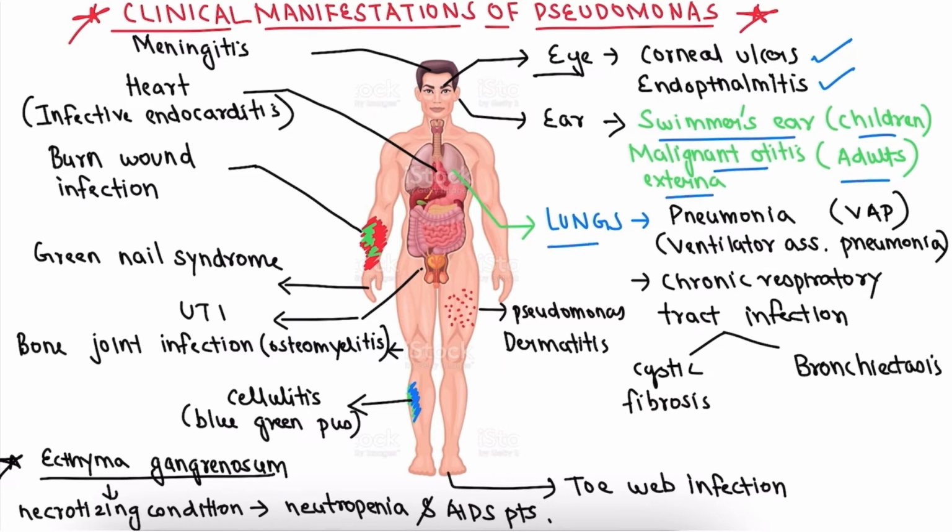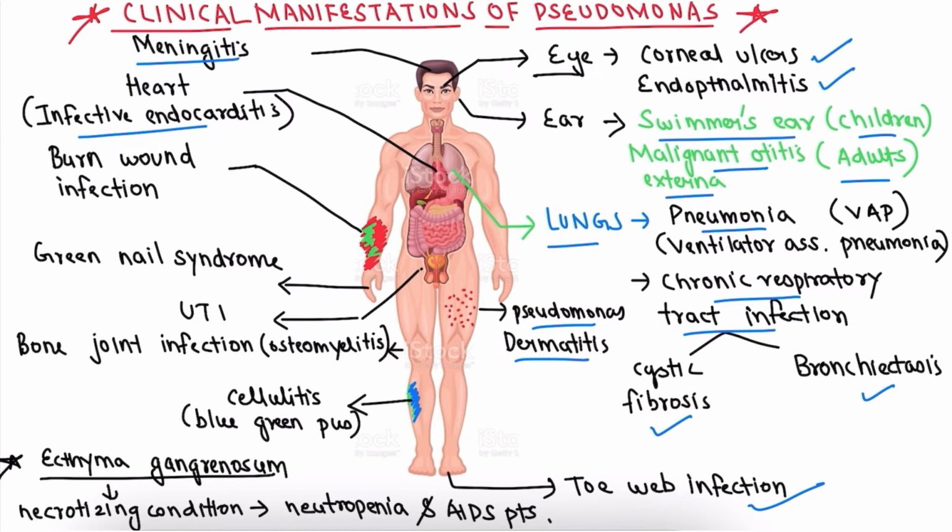In lungs, we are going to see pneumonia, especially ventilator associated pneumonia, and it also produces chronic respiratory tract infection in cystic fibrosis patients because of biofilm production, and in bronchiectasis patients. Pseudomonas also produces Pseudomonas dermatitis. It is a skin infection. It also produces toe web infection. It is also responsible for meningitis in post-operative patients, and in the heart we are going to see infective endocarditis.